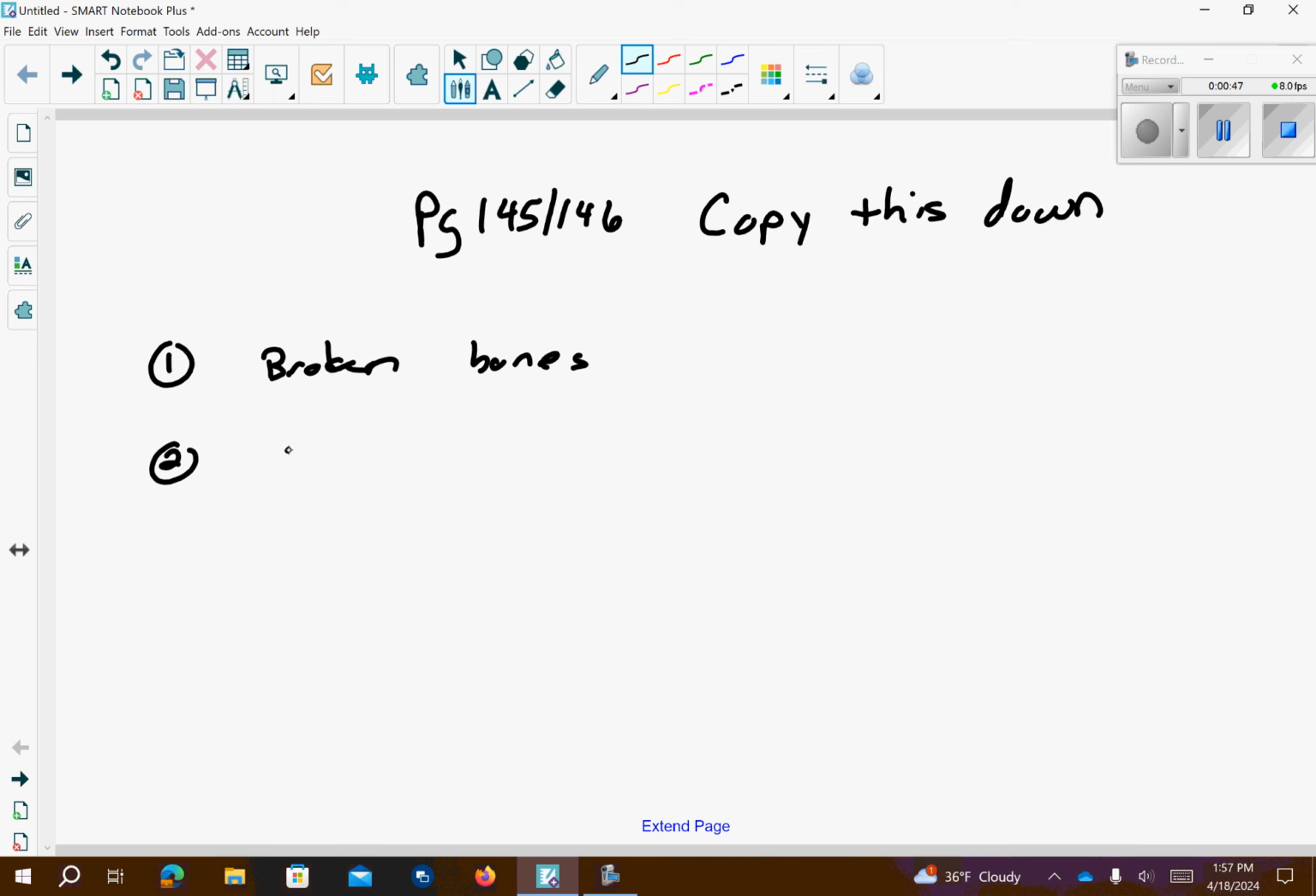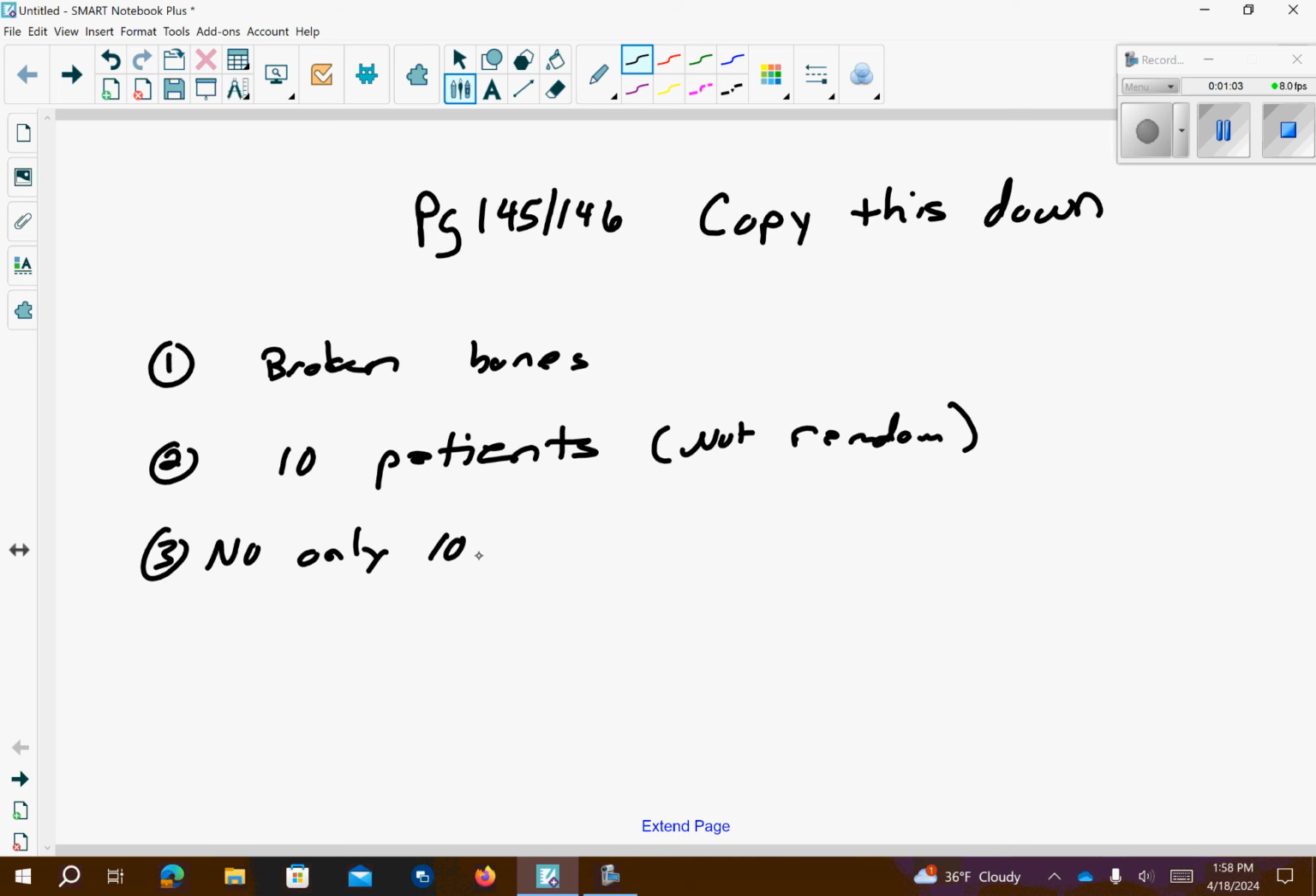Two, our sample happens to be 10 patients. And it was the last 10 patients. Okay, so this is not random. And it's a small sample, so that's kind of bad. Was it the appropriate sample size? No. Only 10. Not random. Not everyone throughout the United States or the world who had broken bones is subjected to the survey.